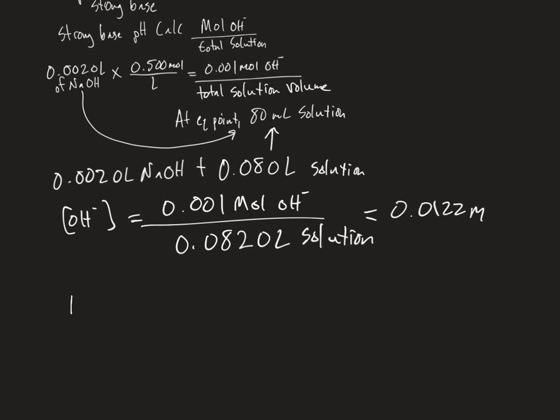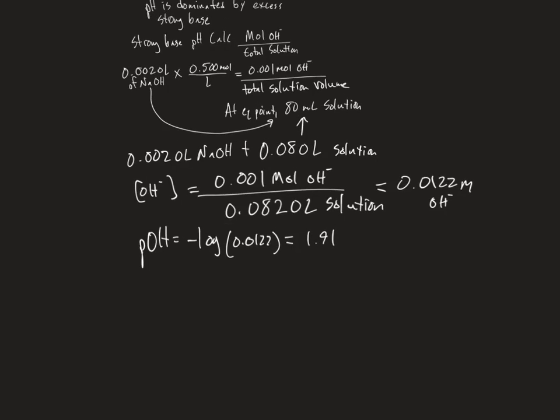So pOH then is the negative log, remember, of OH minus, equals 1.91. pH is 14 minus that, 12.09. So now we just have excess sodium hydroxide completely dominating the pH.